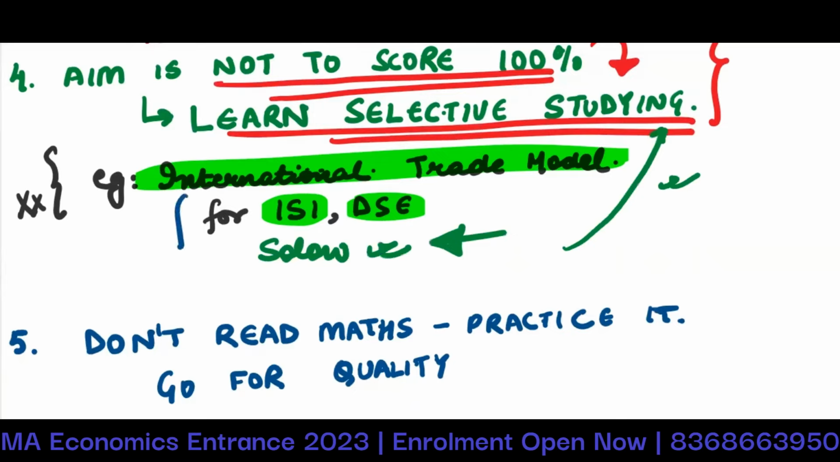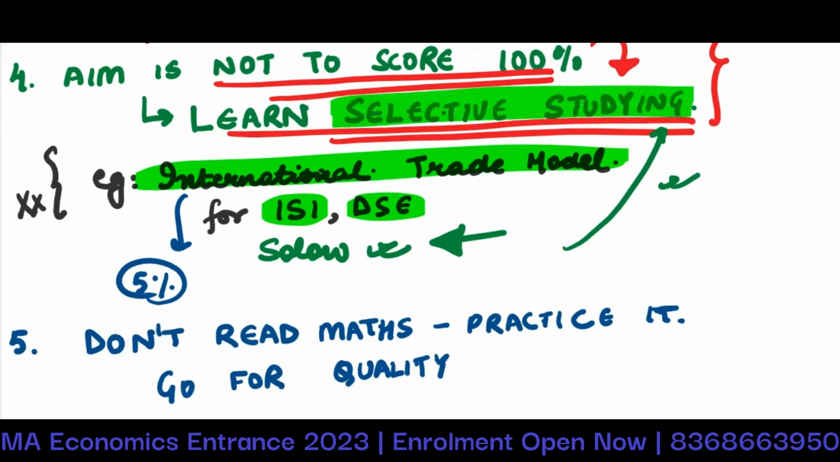So selective studying is important. Some of the extreme trade models only come for a very low weightage and a very small number of times. Just because it came once in the exam, you don't have to spend hours doing that. So selective studying is super important.